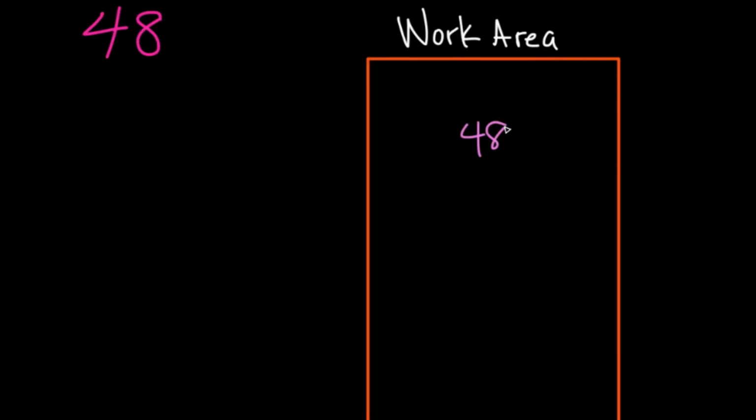I'm going to go over here and check to see what 48 divided by 2 is. 2 goes into 4 two times. 2 goes into 8 4 times. That means we have the factor set of 2 and 24.